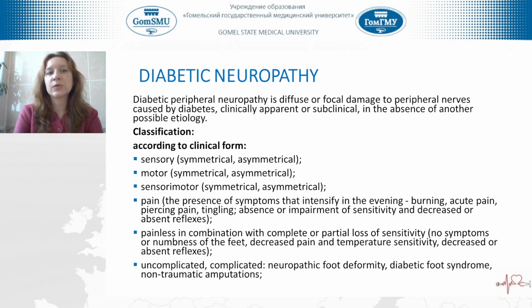Classification. According to clinical forms, it can be sensory, symmetrical, asymmetrical, motor, symmetrical, asymmetrical, sensory, motor, painful. The presence of symptoms that intensify in the evening, burning, acute pain. It can be pain, absence or impairment of sensitivity and decrease or absence of reflexes. Paleness in combination with complete or partial loss of sensitivity. No symptoms or numbness of the feet, decreased pain and temperature sensitivity, decreased or absent reflexes. Uncomplicated and complicated. Complicated by neuropathic foot deformation, diabetic foot syndrome, and non-traumatic amputations.